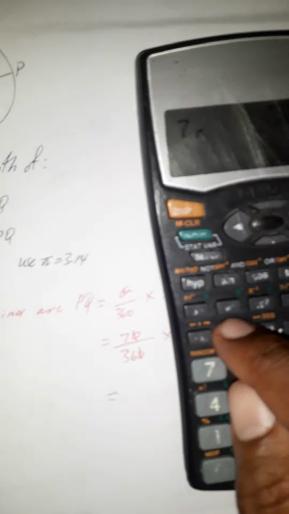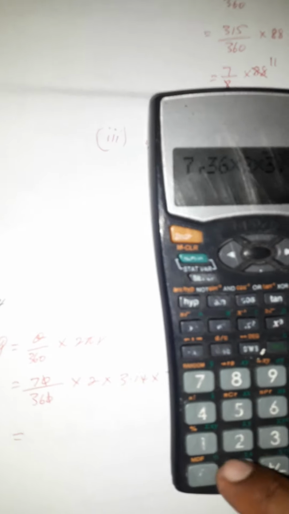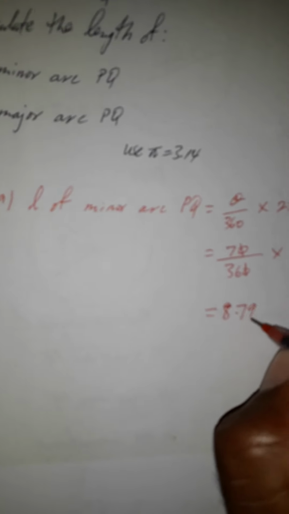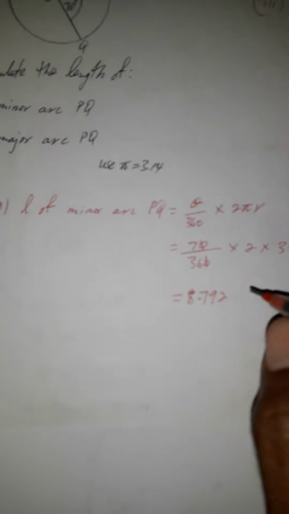and all I need to do is use my calculator and work all of this at once. So let us see. If you don't want to use this fraction, you can use a division instead, right? So 7 over 36 times 2 times 3.14 times 7.2. What do we have? Our answer is 8.792. Since it only has 3 decimal places, I advise you to write all 3 decimal places. Unless you have a lot of decimal places, then we'll round off. So it's fine to write 3 decimal places.